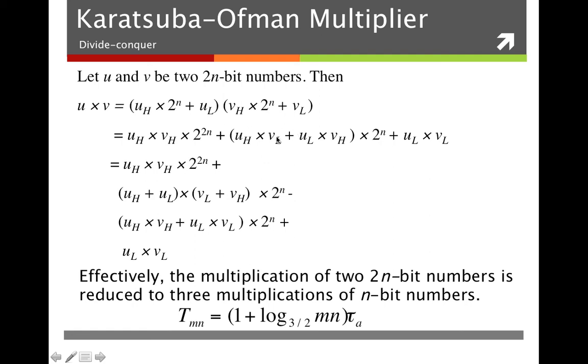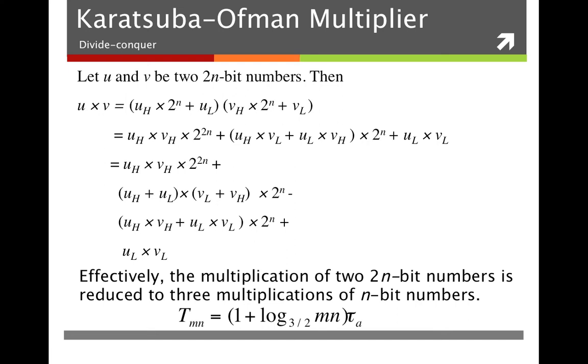The point that they actually were able to discover was you don't really have to do 4 multiplications, but you can just get away with 3. And that's because they were able to write this product, which is this expression, in this form. As you can see, what they did is they kept this one as it was, but then they changed this middle term. All they did was they multiplied UH plus UL by VL plus VH. That's their second multiplication.